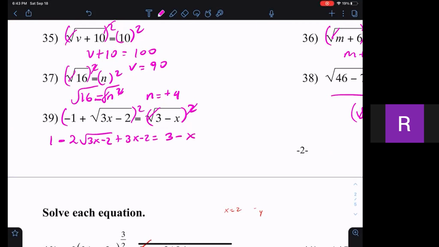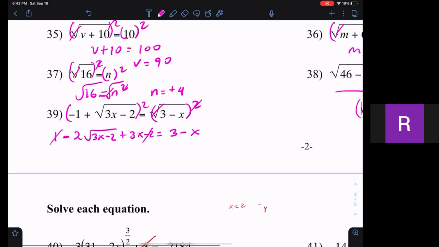And now I need to compute the like terms. So this is going to be -1. So this is -2, 3x minus 2, and plus 3x minus 1 equals 3 minus x. Okay, so let's see. Let's move these two to the other side by subtracting -3x on both sides and adding 1 on both sides.